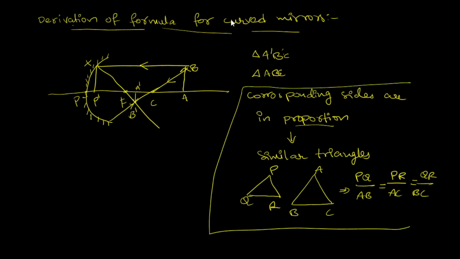Okay, now coming to these triangles A prime, B prime, C and triangle ABC. From the figure, I am taking AB by A prime B prime. As these triangles are similar triangles, AB by A prime B prime is equal to AC by A prime C. This is equation number 1.